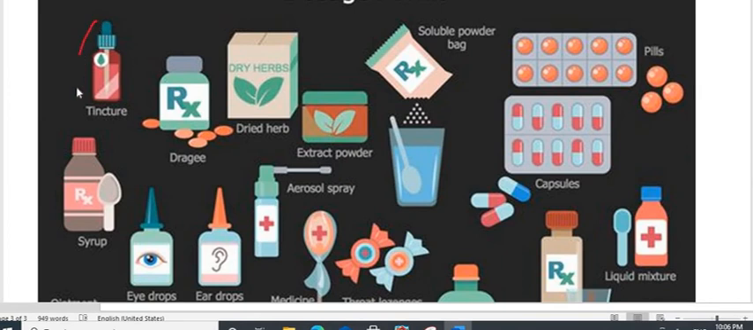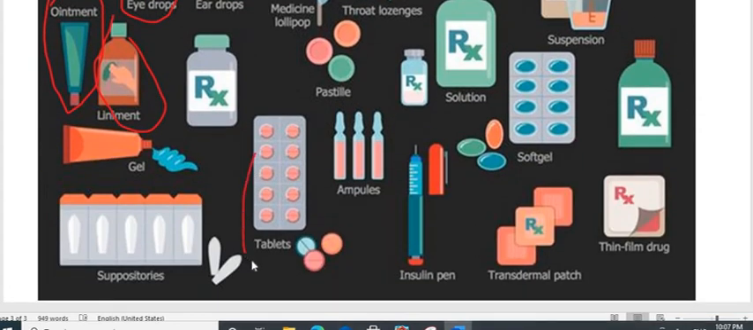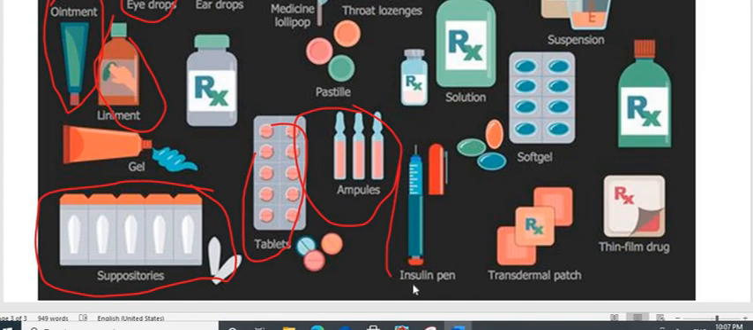So these are the photographs that you have to see. This is the tincture, the syrup is in this form, this is an eye drop in this form, ointment is in this form, then the liniment is like this one, then the tablet is like this one. This is the suppository that you have seen, in this shape. The ampoule for injection is in this shape. This injectable instrument is in this shape. And these are the patches.